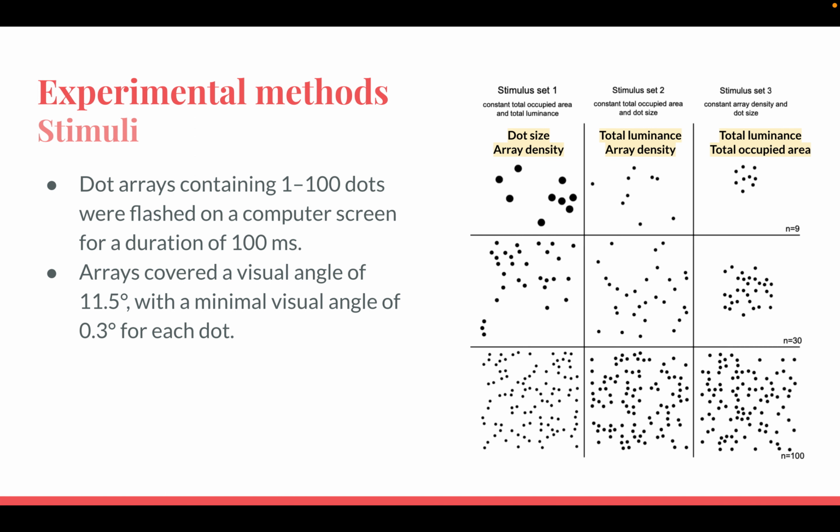The second stimulus set: total occupied area and dot size are constant. Total luminance and array density increase with numerosity. The third set: array density and dot size are constant. Total luminance and total occupied area increase with numerosity. In the three sets, the mean dot size and mean total luminance are equal. Mean density is about twice larger in the third set, and total occupied area is about twice smaller in the third set.